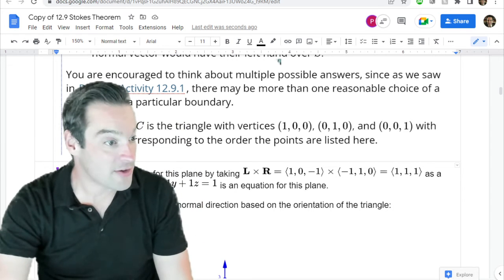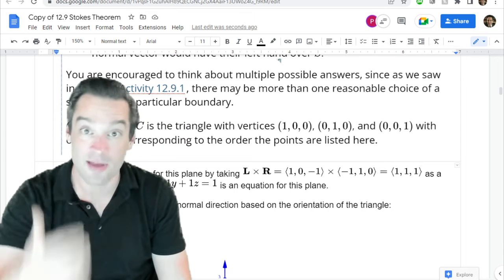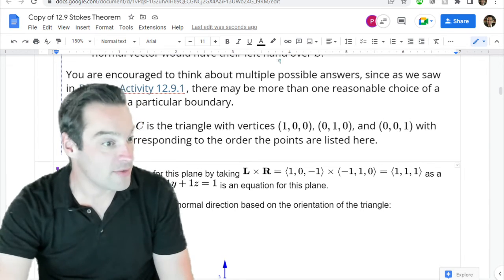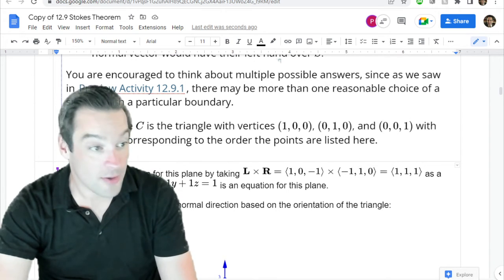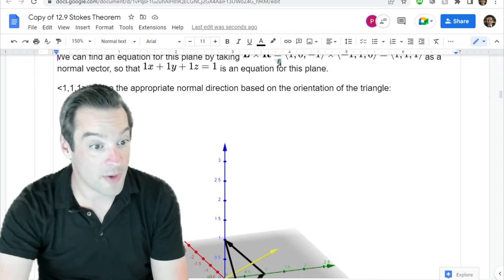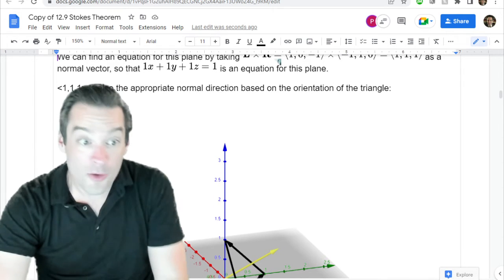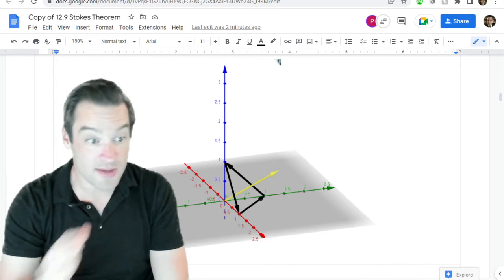So we found vectors that point from one pair of points to another and another one, and then took their cross product, and we got a normal vector to the plane. And then by using that as the normal vector, the coefficients of x, y, and z, we found that x plus y plus z equals 1 would be an example of an equation for this plane. And then that normal vector 1, 1, 1 also turns out to be an appropriate direction for my normal vector based on the right-hand rule.